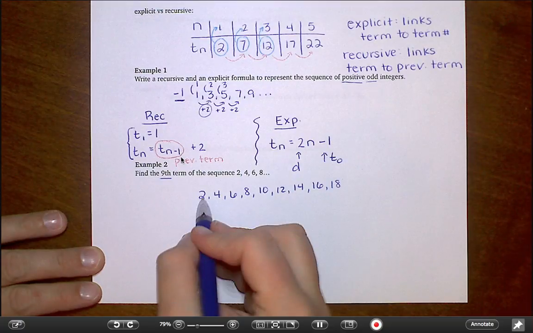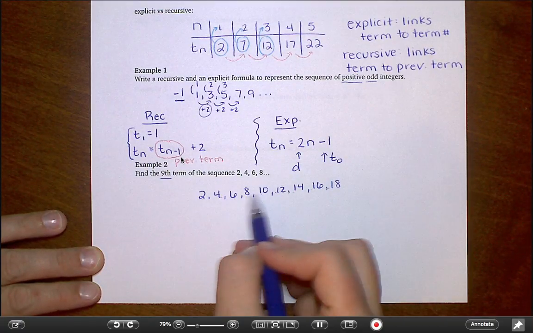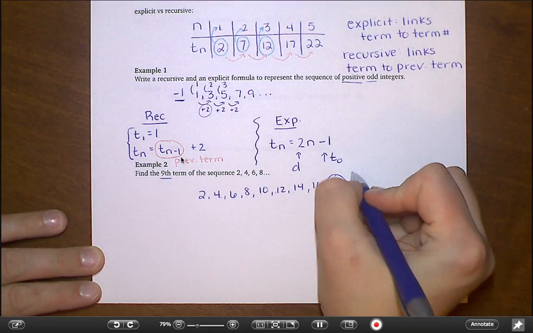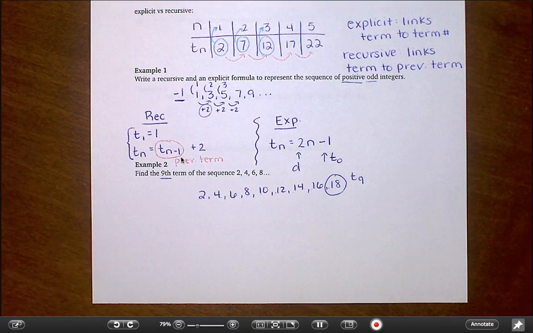That's 9. 2, 3, 4, 5, 6, 7, 8, 9. 4, 5, 6, 7. Yeah, I thought so. And this would be your term 9, right? So term 9 is equal to 18. Now, hopefully some of you are looking at that and going, well, gosh, I didn't have to do all of that. I just did 9 times 2.